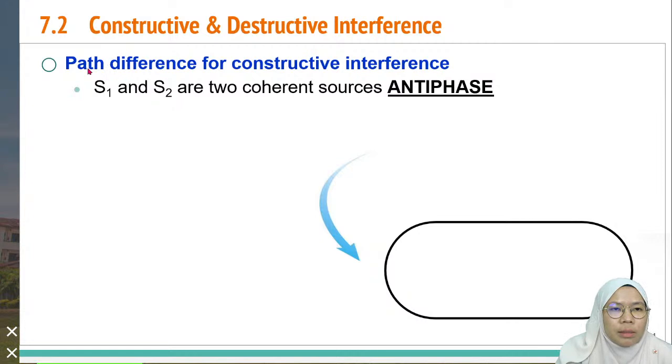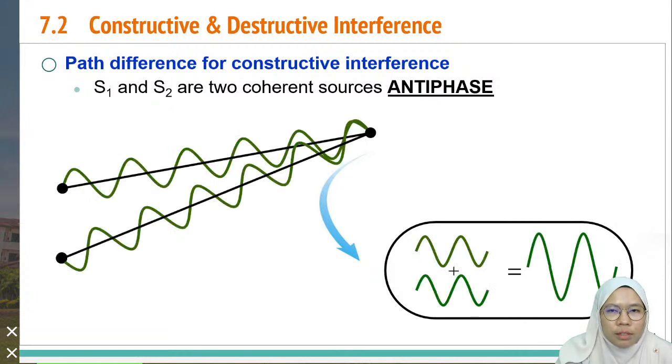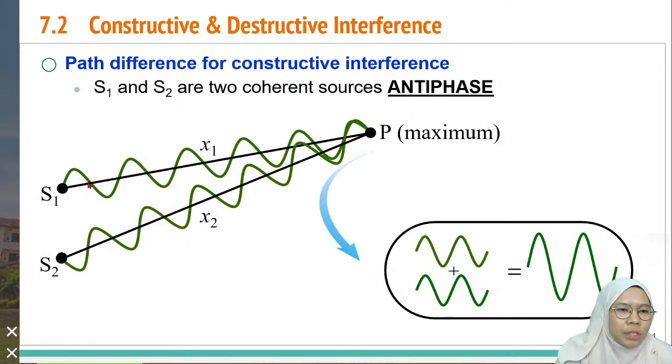Okay, so next is the path difference for constructive interference for anti-phase. Just now we were looking at in-phase, so this one is anti-phase. For anti-phase coherent sources, you can see S1 starts with the positive cycle, S2 starts with the negative cycle. So this one shows that they are anti-phase. But to determine the types of interference, we need to look at how they meet at a point. Here they are meeting at the same point, and starting from this point, they will move constructively as one wave.